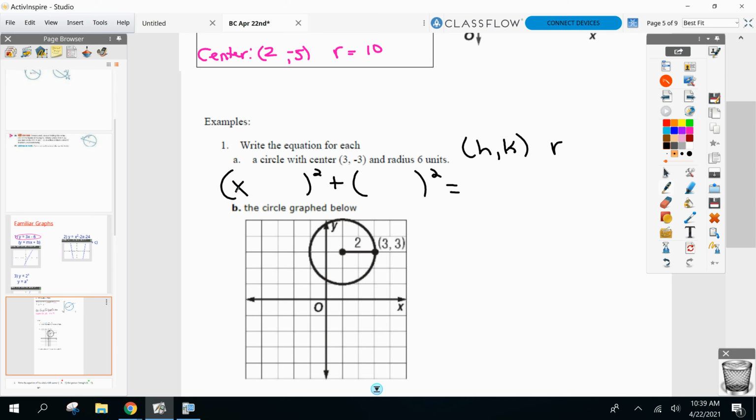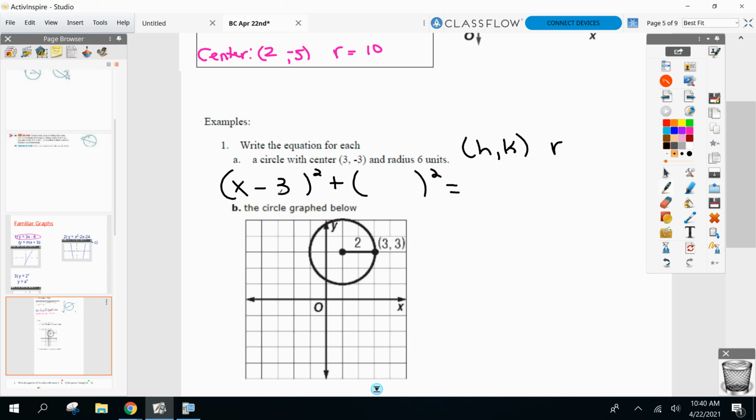Is it 2? No. What's the center of the circle here? I'm on 1a. 1, 3? No. You're looking at part B. I'm looking at part A. You see part A? Okay, so you see the center. What's the x coordinate of the center? Oh, okay. 3. 3, so it's going to be x minus 3 all squared.